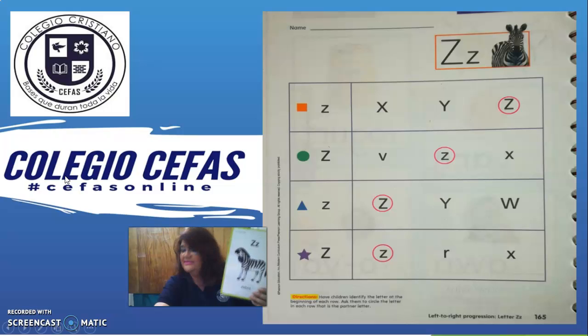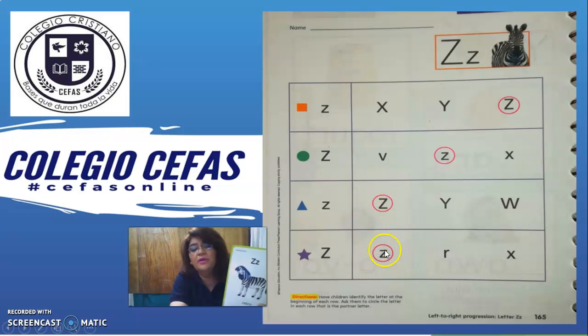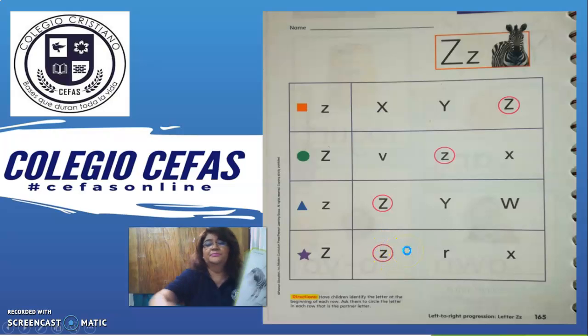Page 165 dice de la siguiente manera: Have children identify the letter C. Tenemos uppercase C, uppercase, o sea, mayúscula, and lowercase, minúscula. Uppercase C and lowercase c, mayúscula and minúscula.